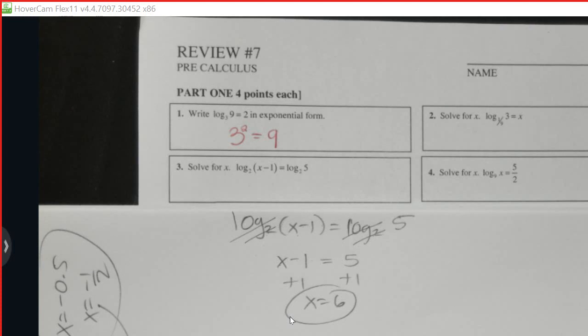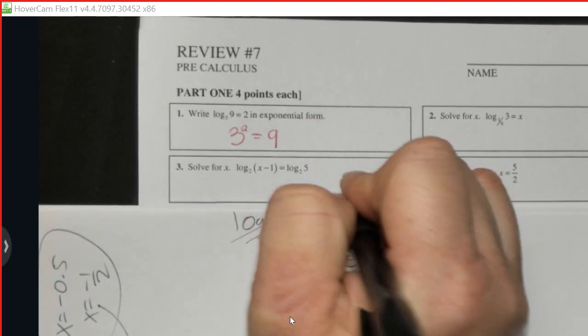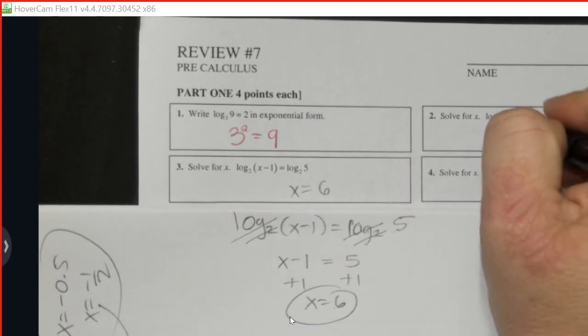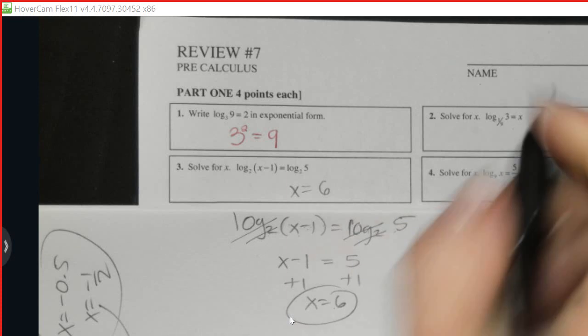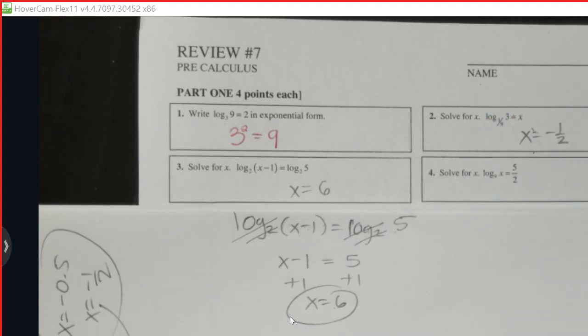Extraneous solutions mean, hey, you got an answer, but if you plug it back in, does it still work? 6 minus 1 is 5, so log base 2 of 5 equals log base 2 of 5. This works. So x equals 6. And here, x equals negative 1/2. I guess I did not write it up here. And yes, you would have to be able to show your work as I showed earlier.